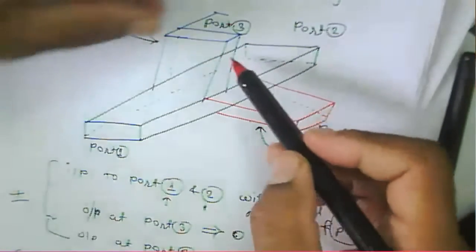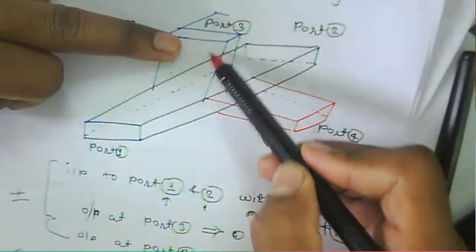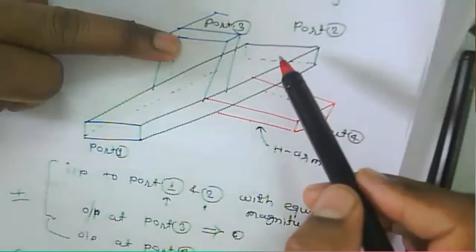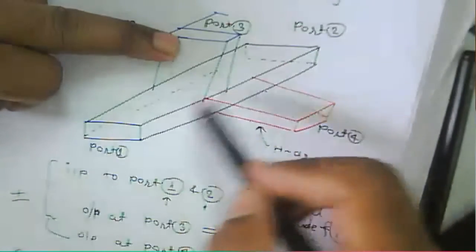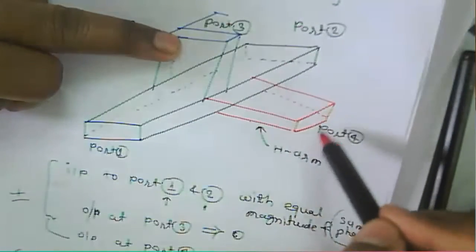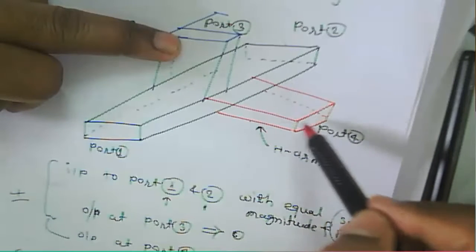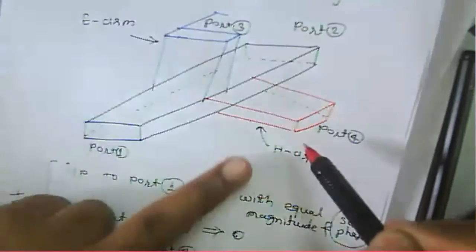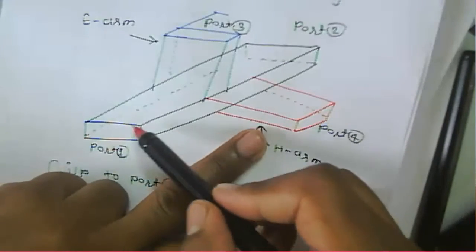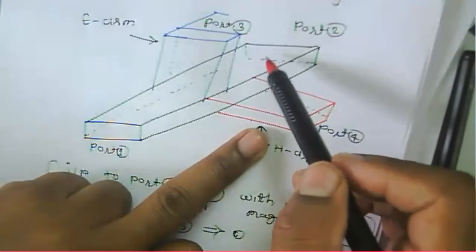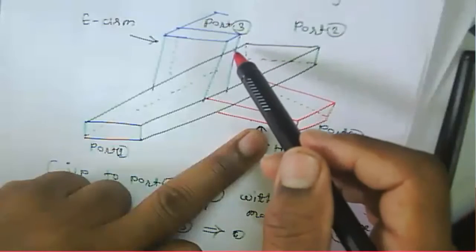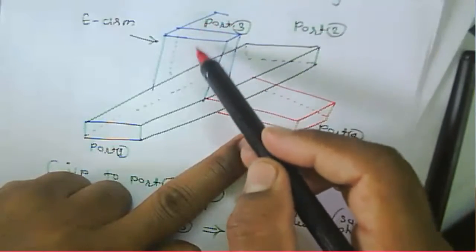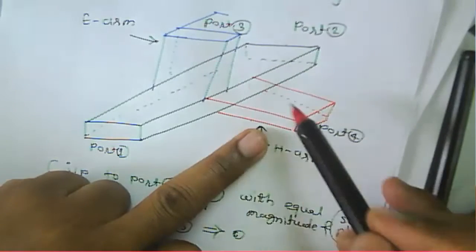If we provide the input to port 3, output will be available at port 1 and port 2. Okay, that will be with equal magnitude and, we can say, opposite phase there. But at port 4, it becomes a 0. This port 4 will be isolated when we provide the input to port 3. If we provide the input to port 4, output will be available at port 1 and port 2, equal magnitude and phase. Okay, but port 3 output will be 0 because port 3 is isolated when we provide the input to port 4.